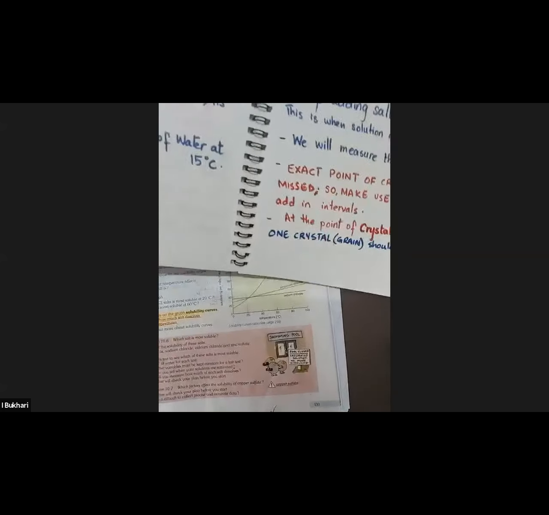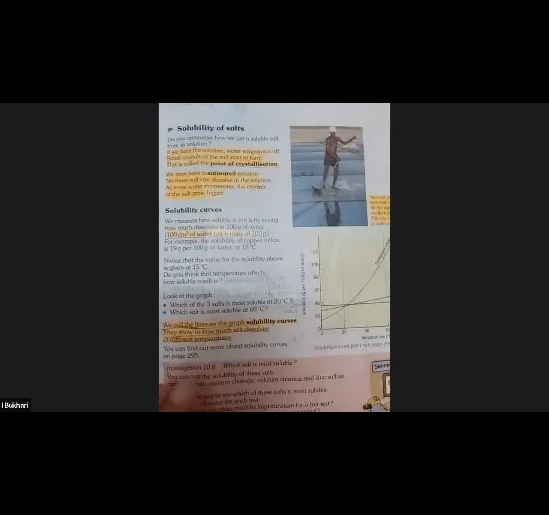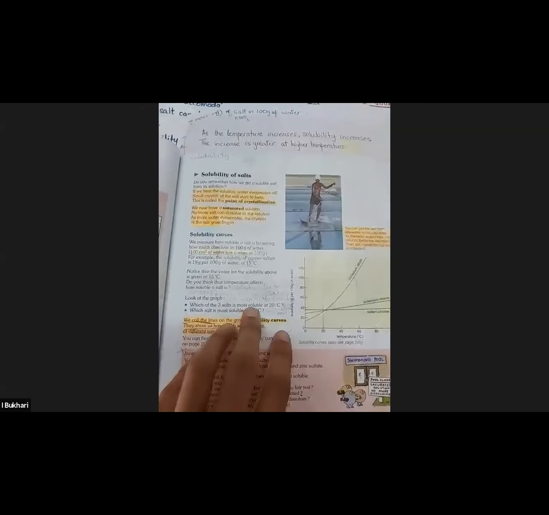So that was that. Now, let's answer these questions. Which of the three salts is most soluble at 20 degrees Celsius? I am reading the questions on page 204 of your book. Regarding this graph, which of the three salts is most soluble at 20 degrees Celsius? Which salt is the most soluble at 20 degrees Celsius?